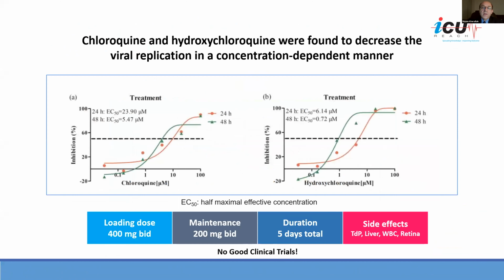And this looked at 2 different medications, chloroquine and hydroxychloroquine, and showed that hydroxychloroquine is almost 10 times more potent, 5 times more potent than the chloroquine. And they determined the dose to be a loading dose of 400 milligrams BID for 1 day, and then a maintenance dose of 200 milligrams BID for 4 days. Total course 5 days. You need to pay attention to the side effects of the medication.